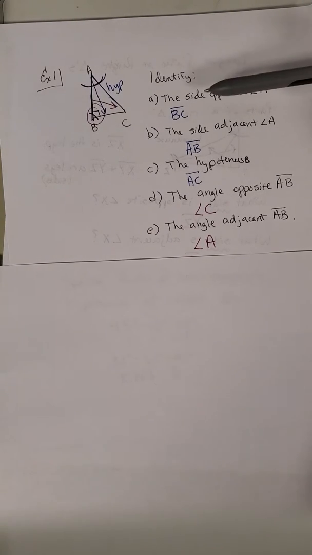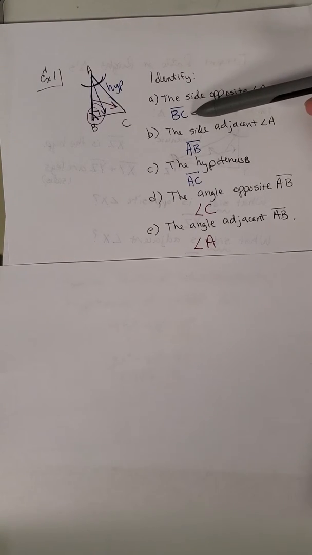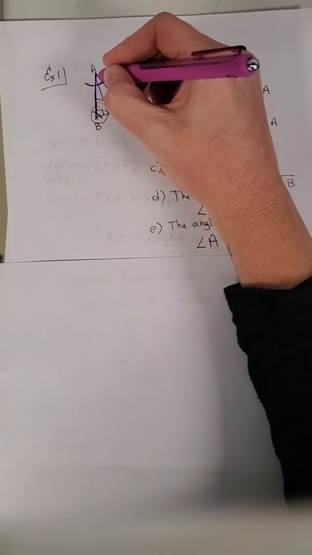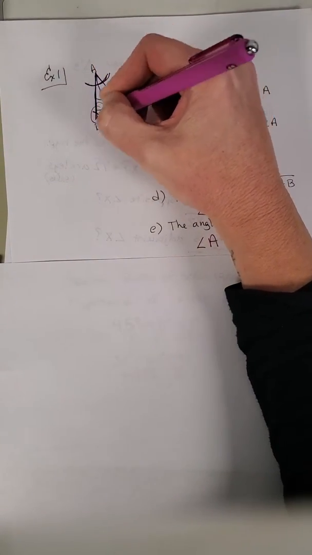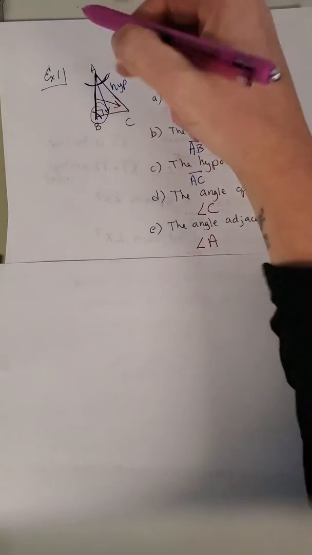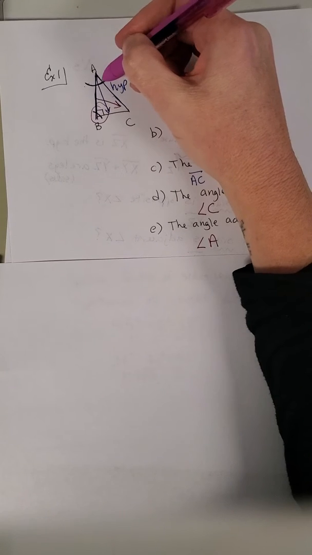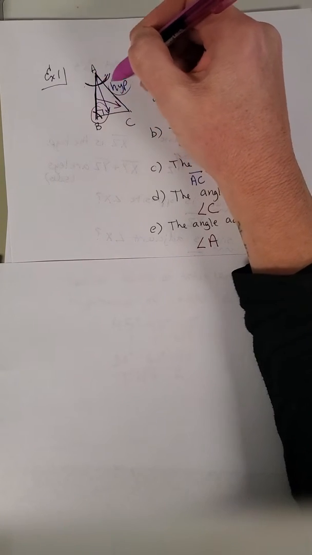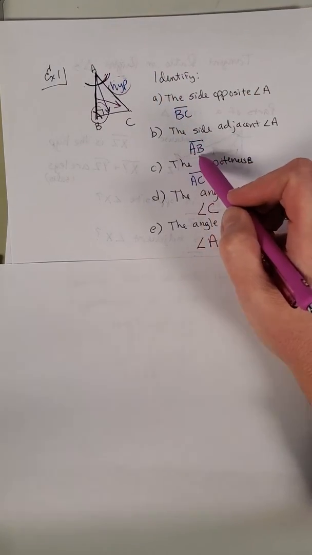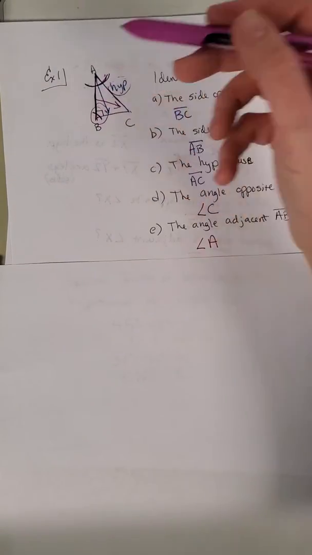I hope that you got the side opposite of A was BC. So again, I traced angle A, and across from angle A is BC. The side adjacent to angle A, I traced angle A. Right? Angle A touches both AC and AB. We already said that this is the hypotenuse. It's not a side. And so it would be this side AB.